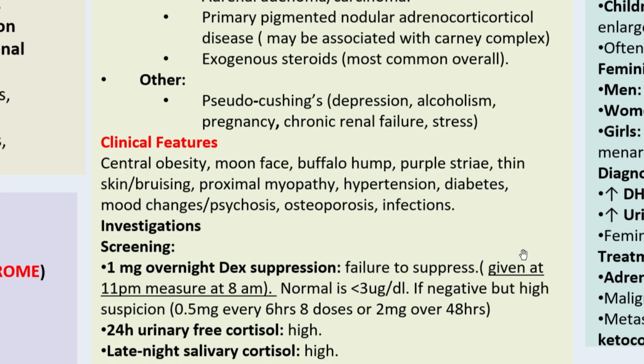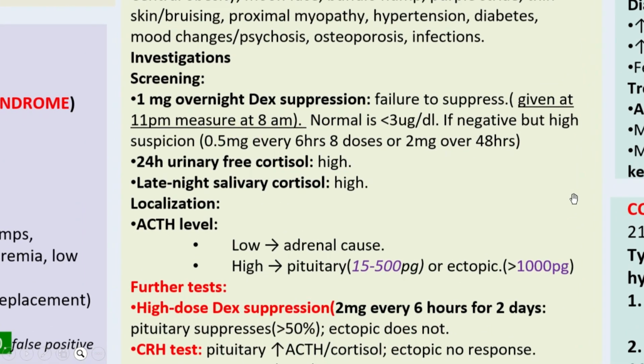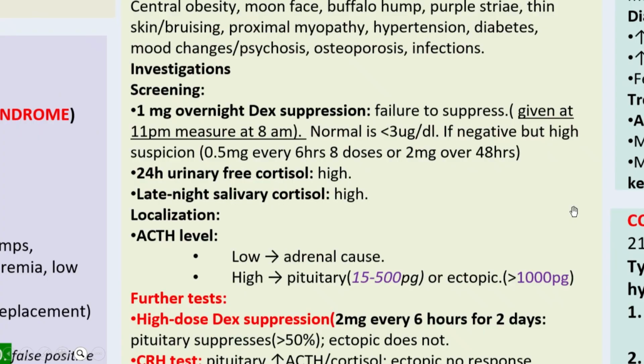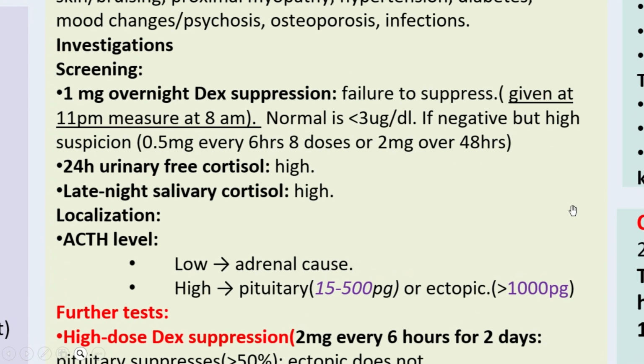So for investigations, we are going to first start with the 1 milligram overnight dexamethasone suppression test. When we fail to suppress, we now suspect the disease, because when we are dealing with someone suspected to have this, you want to first find out, do they really have the disease? Then after you have diagnosed, you want to start localizing. Is it coming from the pituitary? Is it not coming from the pituitary? Is it ACTH dependent or not? If it's ACTH dependent, is it coming from the pituitary gland itself or is it an ectopic source?